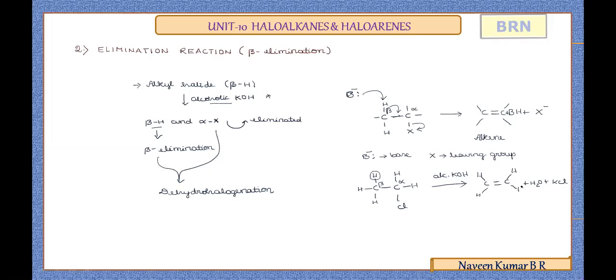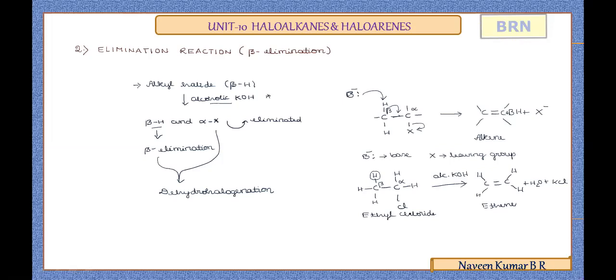Now here the possibility is formation of only one type of product, because the atoms present around the carbon are symmetrical in nature. So hence we are going to get in this case a symmetrical alkene, that is ethene, from ethyl chloride or chloroethane. So this example is clear to understand what a beta elimination is in a simple process.